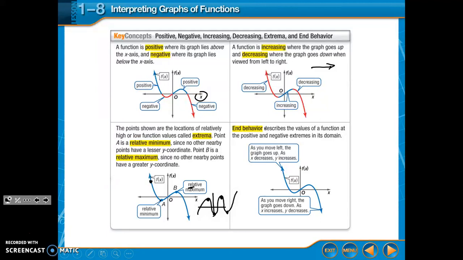Okay, end behavior describes the values of a function at the positive and negative extremes of its domain. So if I'm looking at the ends, I'm just looking at the arrows at the end. What are they doing? So as I go negative on my x, what is my y doing? It's increasing. So as you move left, the graph goes up. As x decreases, y increases. So x is getting smaller, but y is getting bigger. Okay, and then as you go this way, as you move to the right, the graph goes down. So we can say as x increases, y decreases.